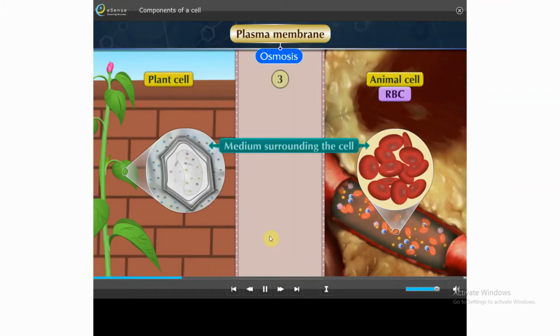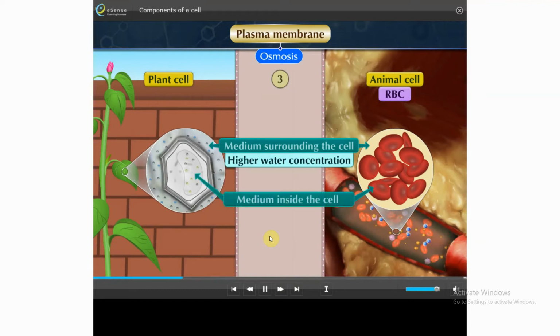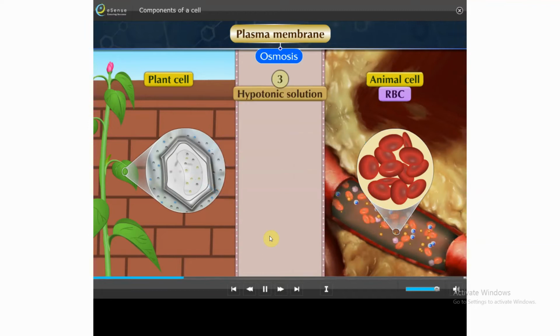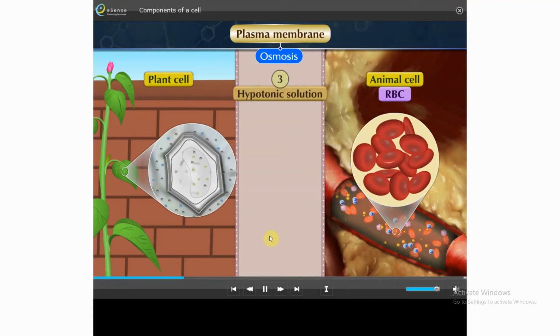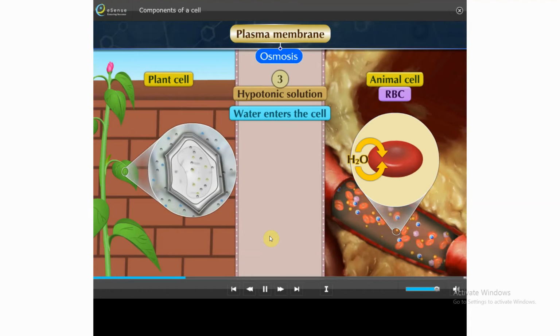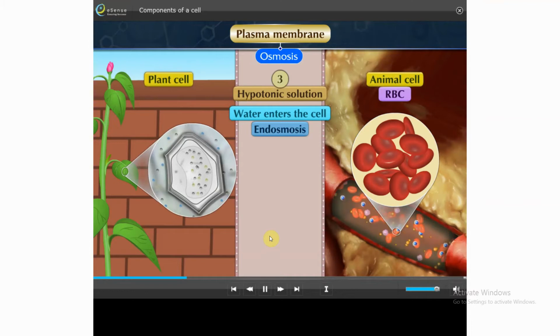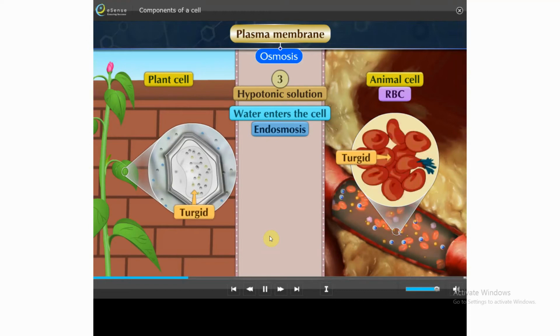When the medium surrounding the cell has higher water concentration than that inside the cell, then such a solution is called hypotonic solution. When a cell is placed in hypotonic solution, the cell has less water than the outside environment, so water enters the cell. This is called endosmosis. If a plant or animal cell is kept in hypotonic solution, water enters the cell and the cell swells up and becomes turgid after some time.